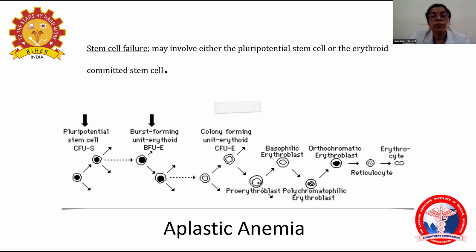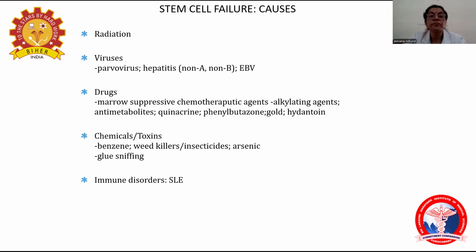Now, as we all know, the stem cells are of two types. Either they are pluripotent stem cells or they are differentiated stem cells. So there might be a decrease in any of these stem cells, either pluripotent stem cell or erythroid committed stem cell. What are the causes for stem cell failure?